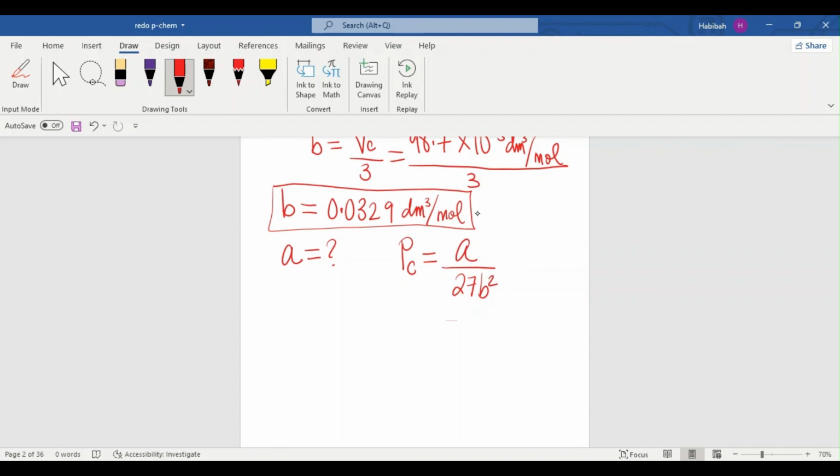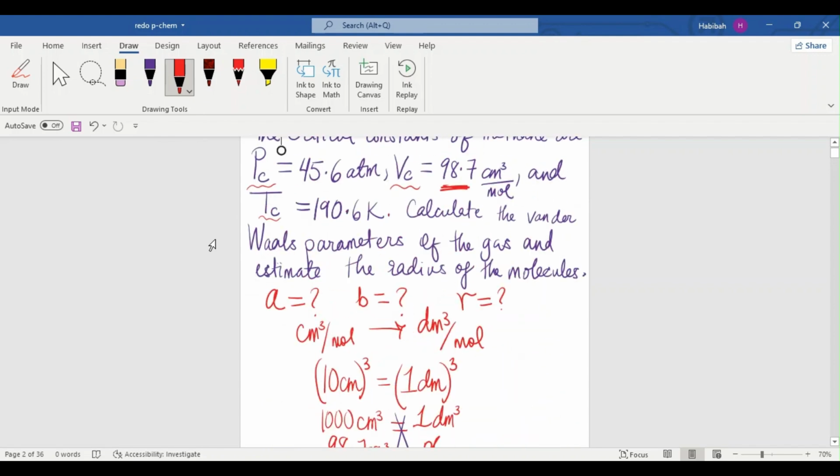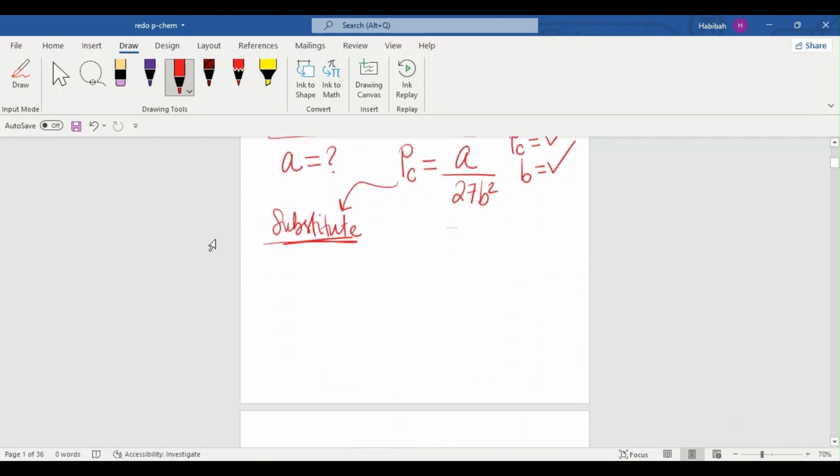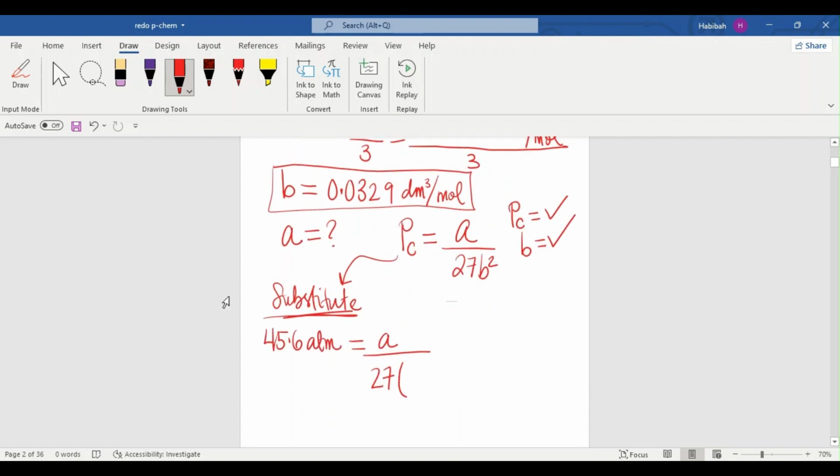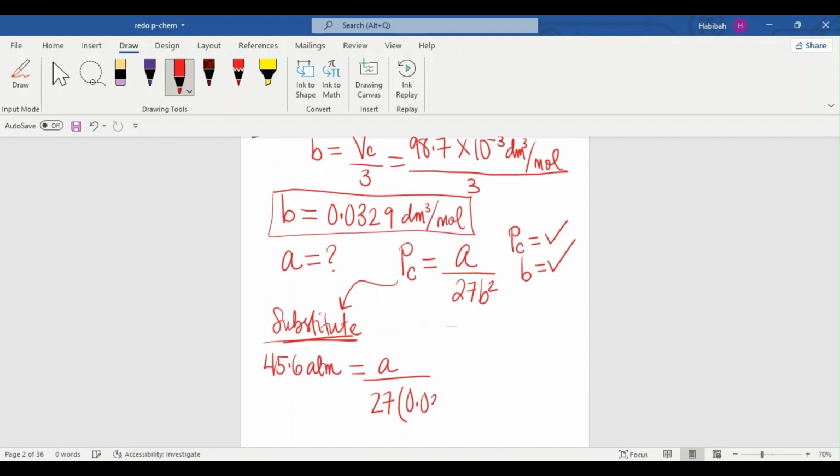Don't forget we have the PC value. We're given that in the question. We have the B value. We've solved for that. Now all we have to do is find the A value. So we're going to substitute the values we have to determine the unknown value A. PC is simply 45.6 atmospheres, equal to A divided by 27 times 0.0329 decimeter cube per mole, all squared.